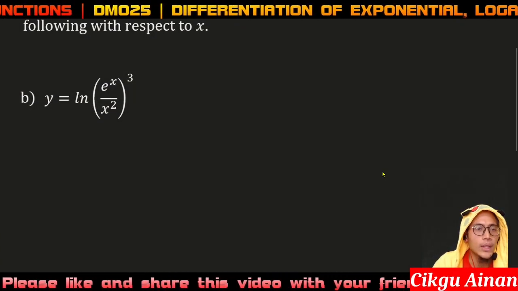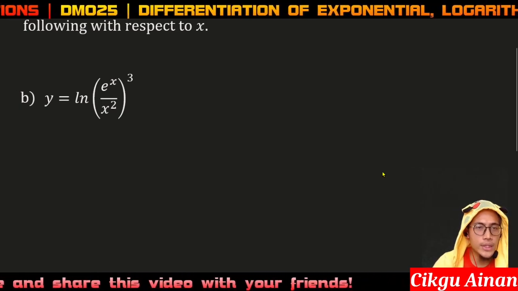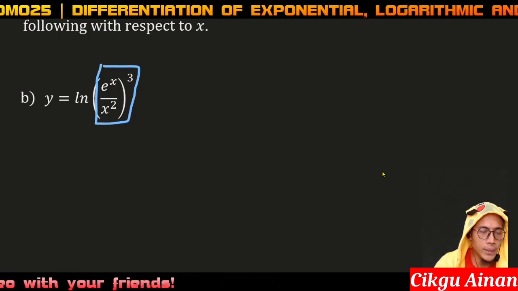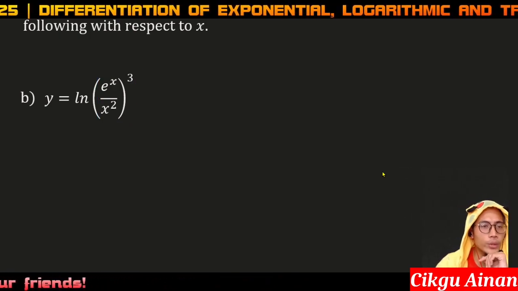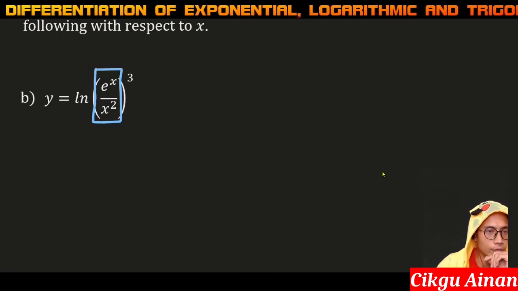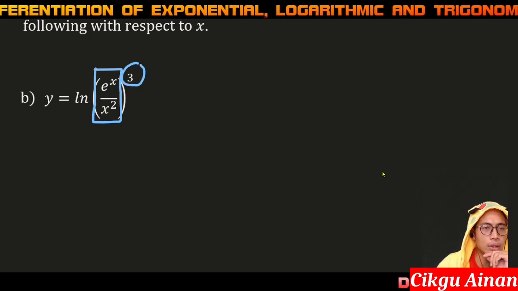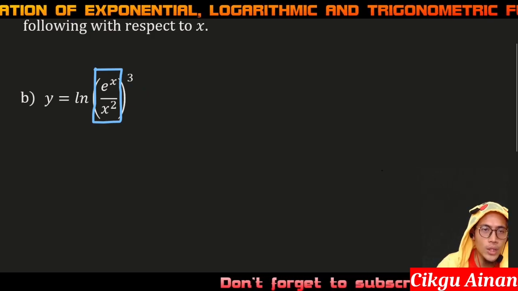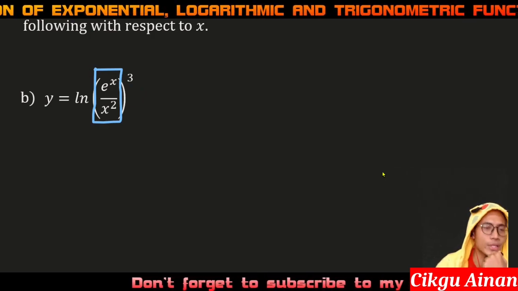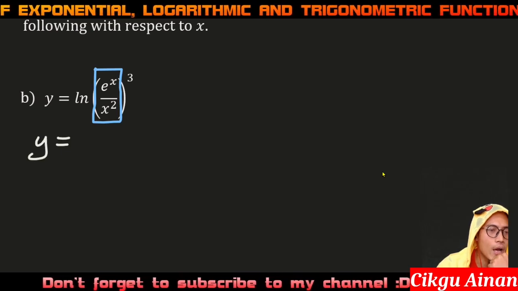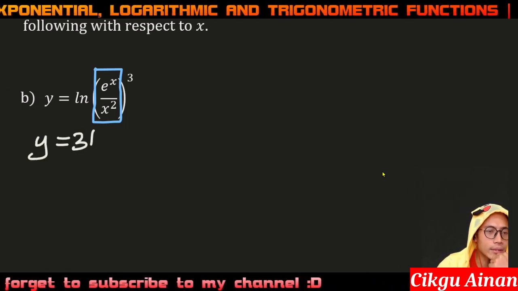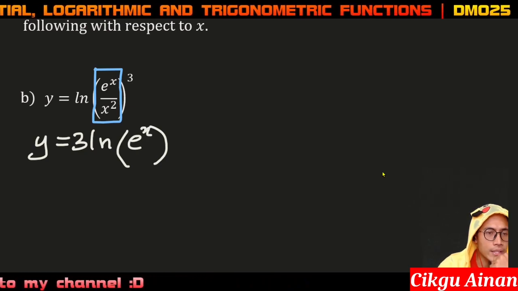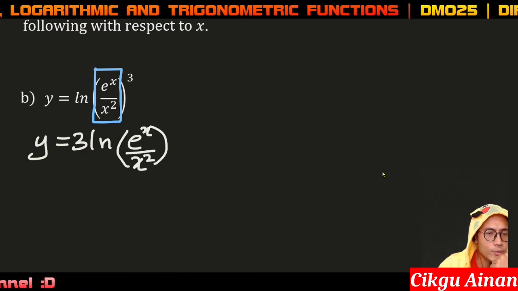Now, how to do this one? So this is log of what? This is the bracket. But we have a problem. We have a bracket over here, and then suddenly we have the power. This is not according to the formula previously. So what should we do? We have to adjust this function. y equals 3 ln of e to the power of x over x squared.